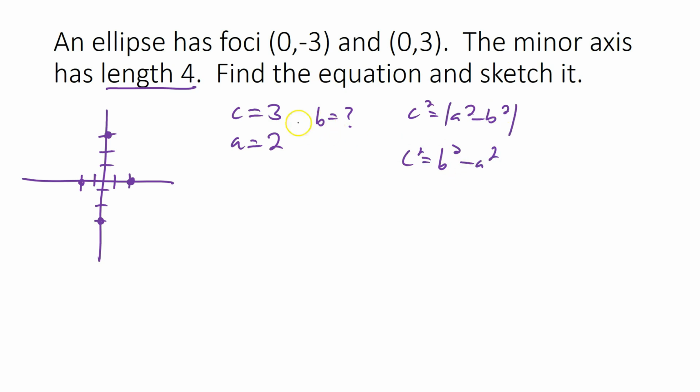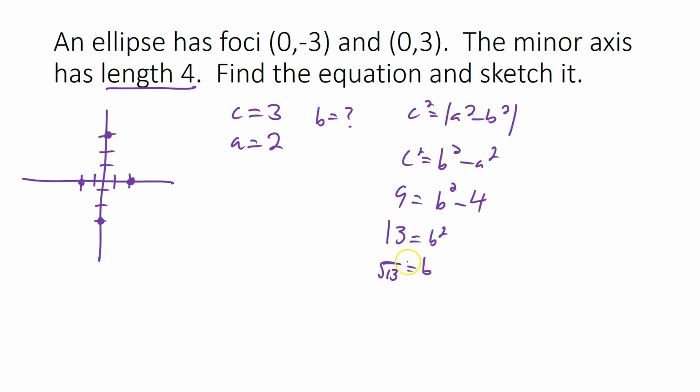Now we plug in what we know. c is 3, so we have 9 is equal to b squared minus a squared, which is 4. So we add 4 to both sides. We have 13 is b squared. That means b is the square root of 13.